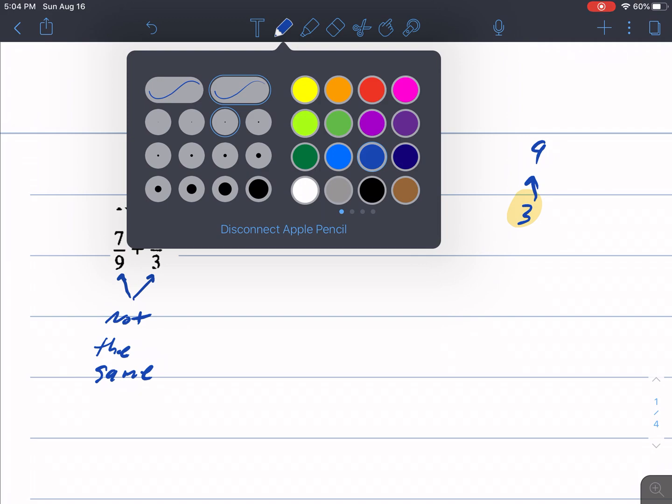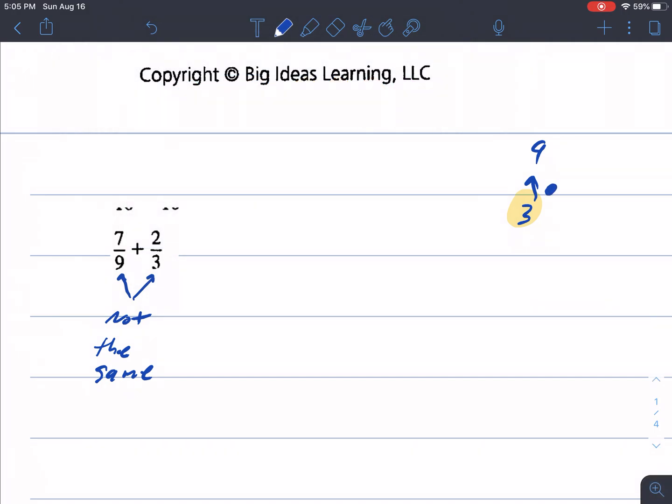Well, if I remember correctly, I needed to make 3 become 9 through multiplication, right? So 3 times 3 gets me 9. So that's the number. This is what you're going to use to convert your fraction. So this is going to be 7 over 9 plus, and then we're going to find out how to convert 2 over 3. We said that multiplying by 3 is going to get us our 9.